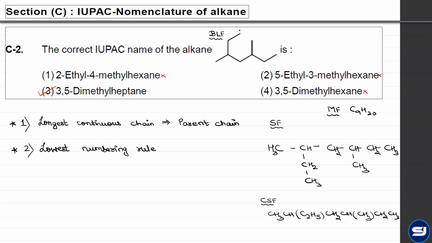If I start the numbering from the left side, 1, 2, 3, 4, 5, 6 and 7, the substituents are present on the third and fifth carbon. And if I number from the right side, 1, 2, 3, 4, 5, 6, 7, again the substituents are placed on the third and fifth. So when they are equidistant and the same locants or positions are obtained, it will not matter from where you number. So the parent is heptane, these are its children, and the children's name is methyl. So you will get 3,5 dimethyl heptane as the IUPAC name.